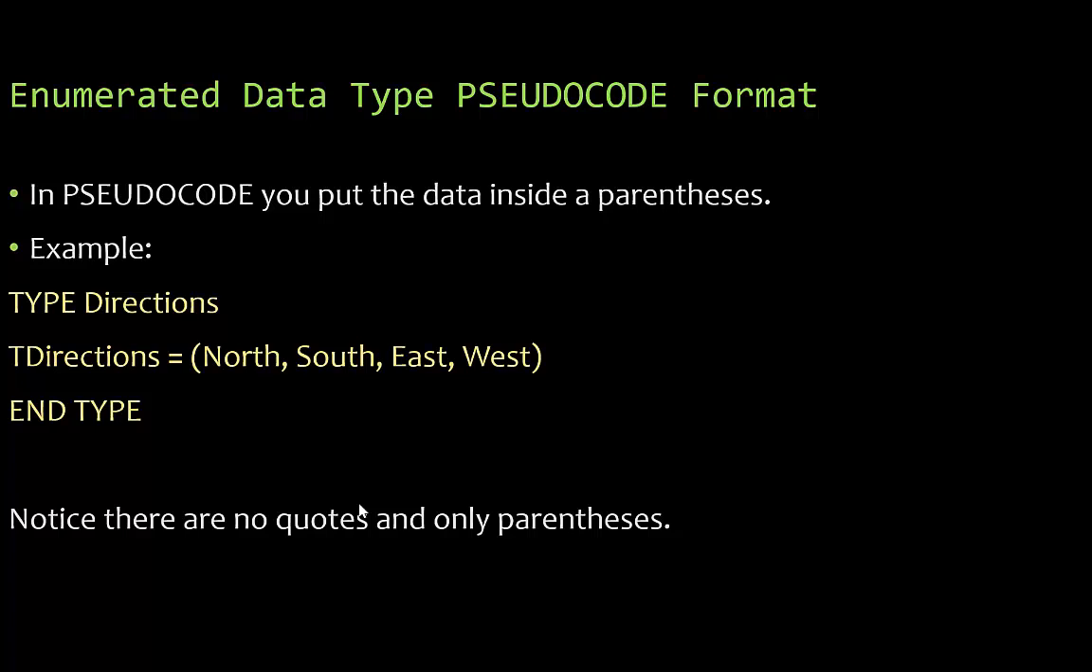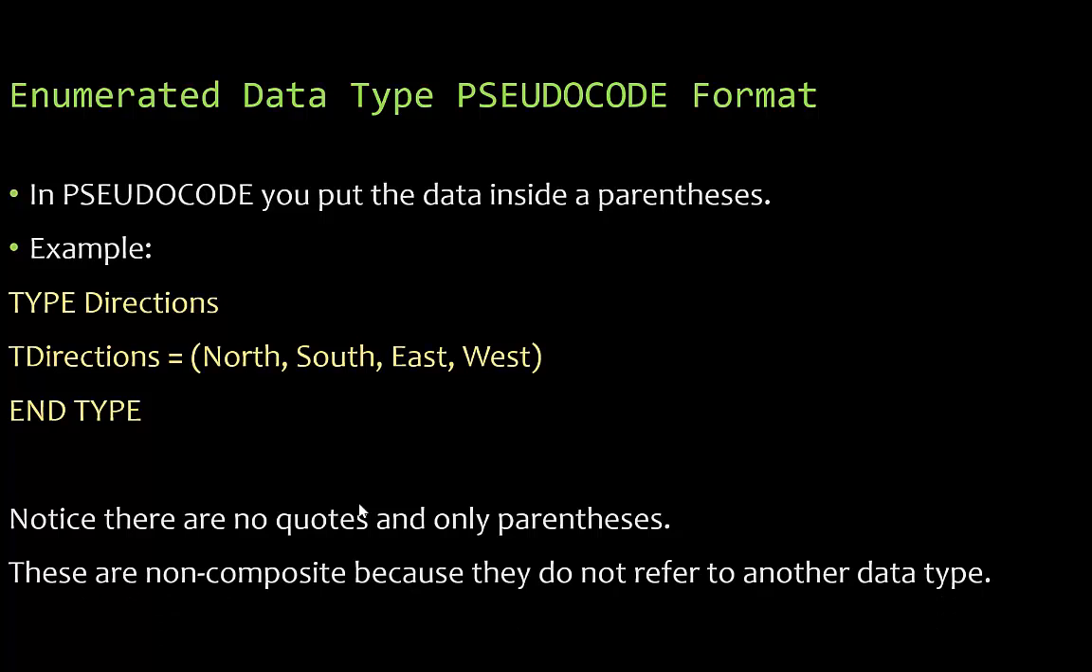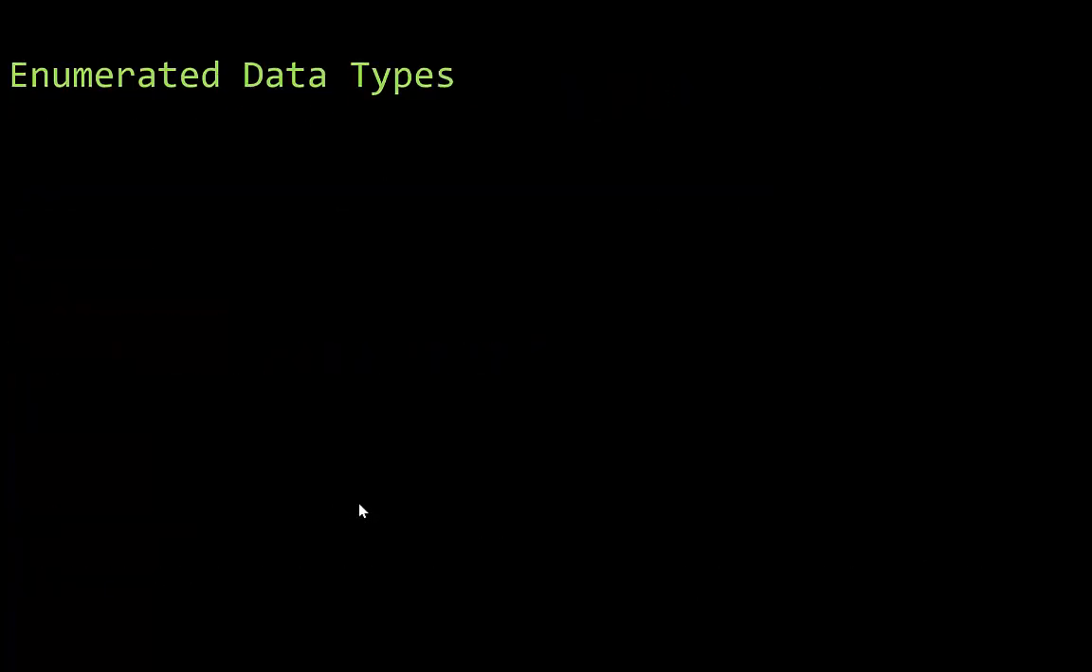It will not refer to anything else, just those 4 directions. These are non-composite because directions only refers to directions. It doesn't refer to another data type. So this enumerated data, along with all other enumerated data, are non-composite data types. Okay, let's keep rolling here.